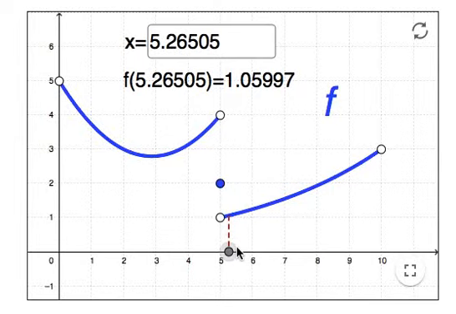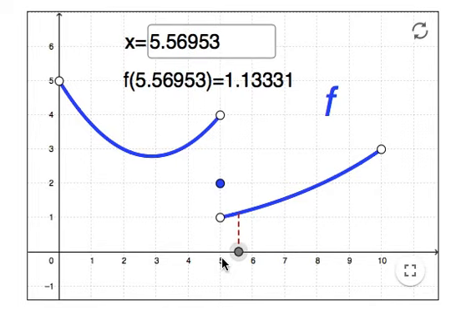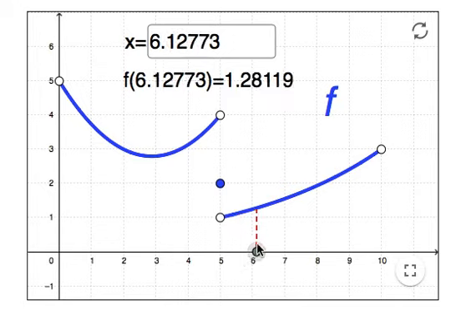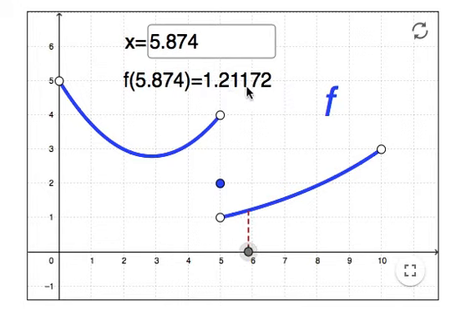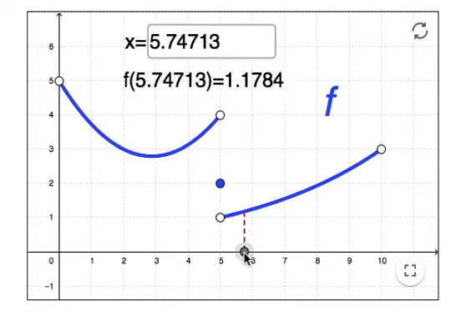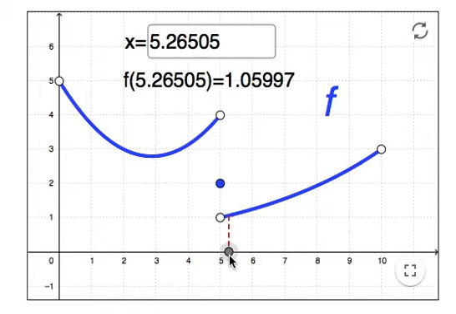So here we're dealing with a one-sided limit. As we're approaching our x values and our x value at 5, we can see that the y value here is approaching, looks like it's approaching 1. Okay, so let's get closer and closer to 5. The y value is getting closer and closer to 1.